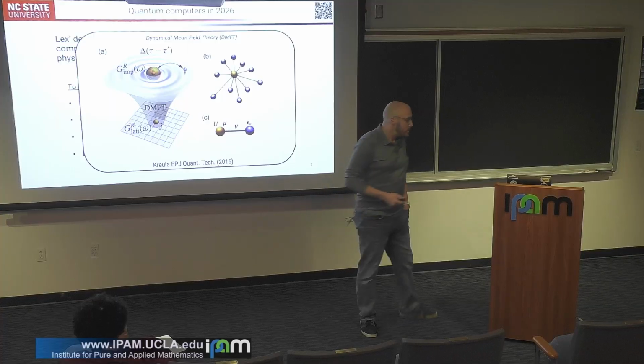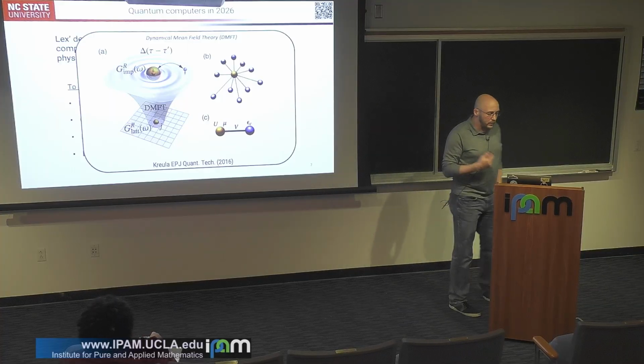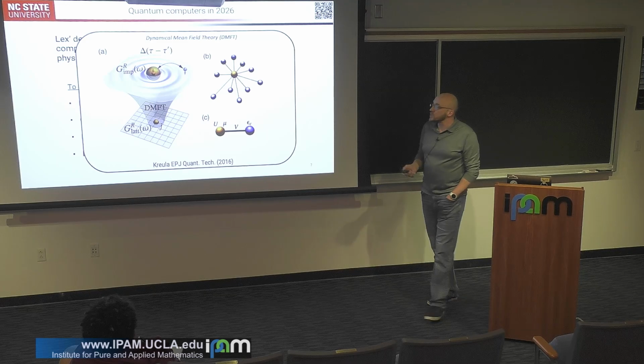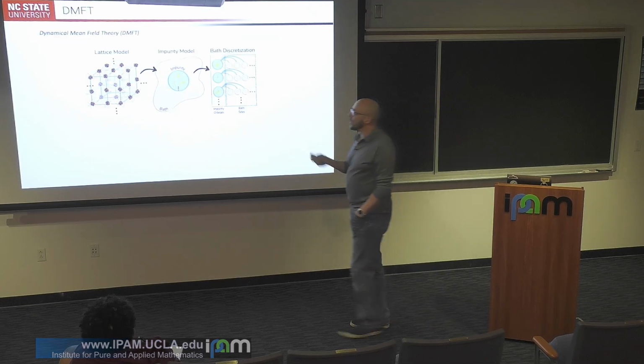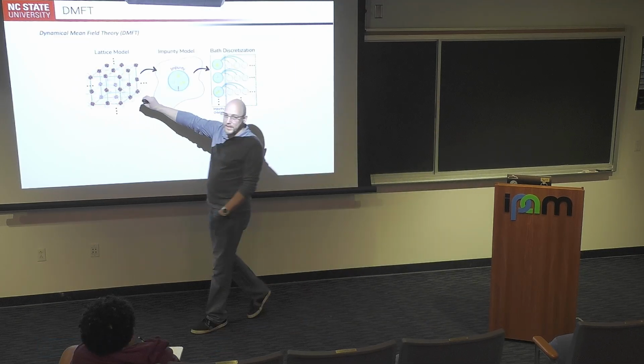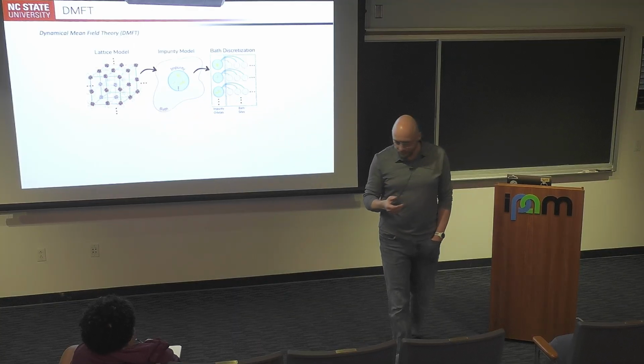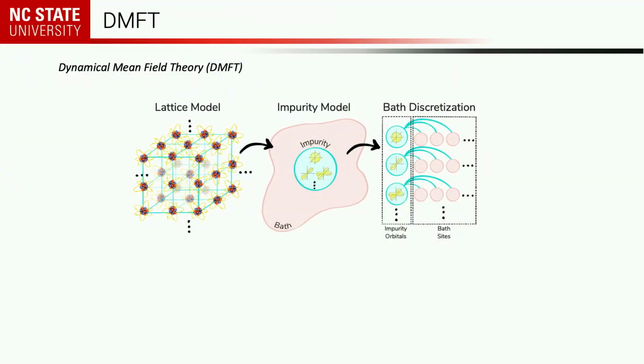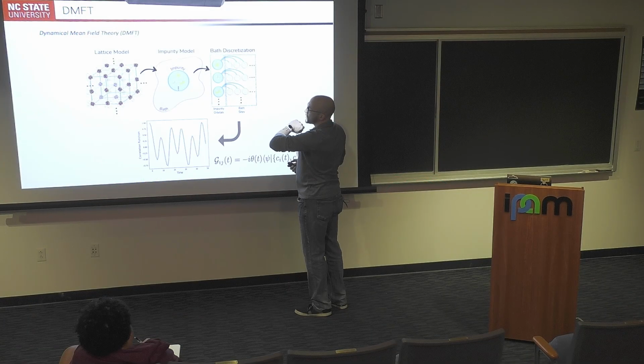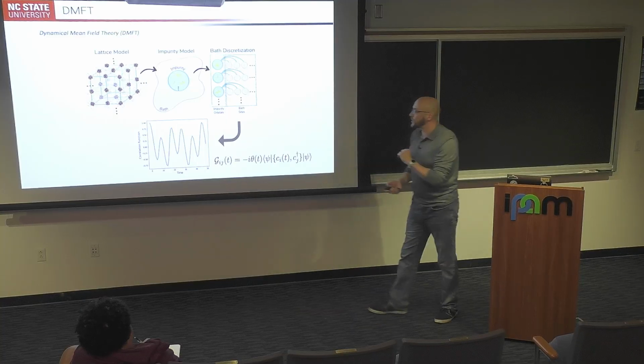So the way this works is as follows, right? You are interested in solving some kind of lattice model for your material, Hubbard model or generalizations of that. What you do is you build yourself an impurity model. What that is, some interacting impurity surrounded by a bath of non-interacting things. You then discretize it, you solve some things, right? For example, in this case, a Green's function.